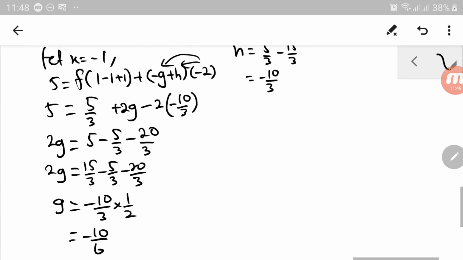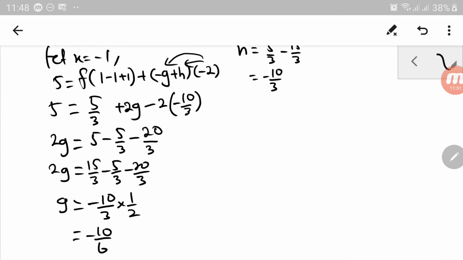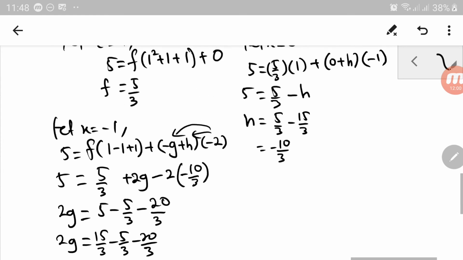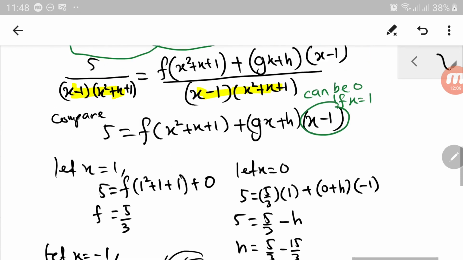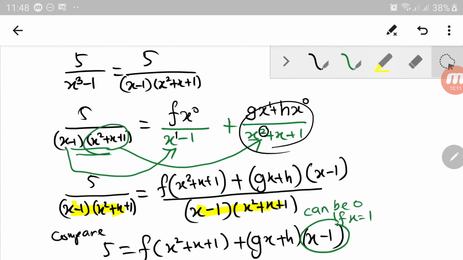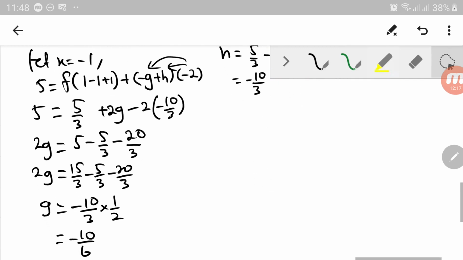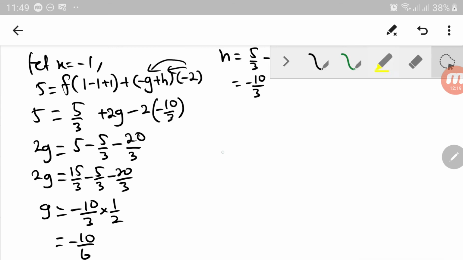So we already got the value. When I check with my answer, correct or not? Correct. 10 over 6 is just 5 over 3. So we copy this partial fraction in terms of f, g, and h, and then put it here.